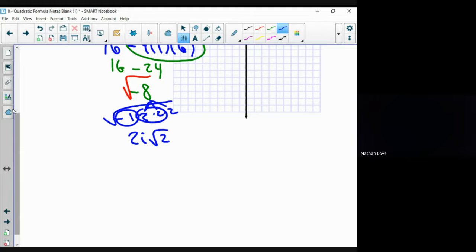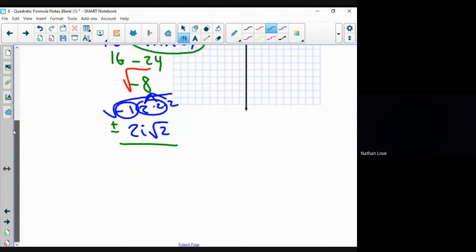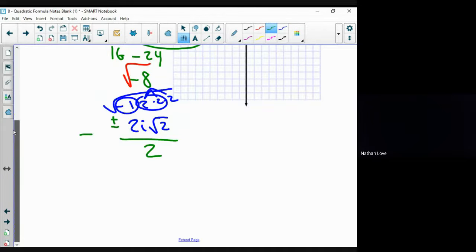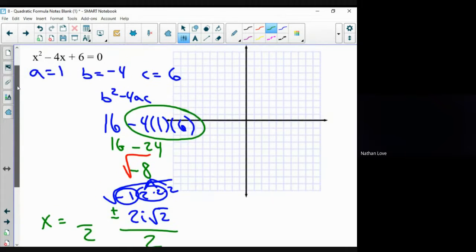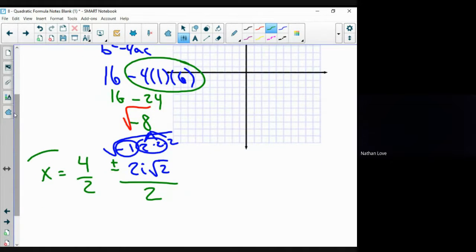Now, all you have to do to finish this up is put a plus or minus in front of that. I need a double A. What's A in this case? 1. So double it. You put it underneath that. I'm putting the double of A out here, and I'm going to put the opposite of B. B was what again? A -4, right? The opposite would be a +4.